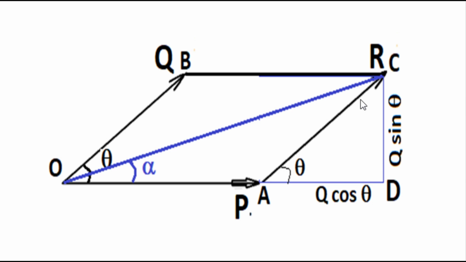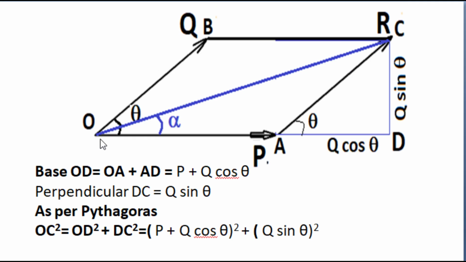In phase component AD equals Q cos theta and perpendicular component DC equals Q sin theta. In right angle triangle ODC, the base OD is OA plus AD, that is P plus Q cos theta, and perpendicular DC is Q sin theta. And as per Pythagoras, the diagonal OC square is base OD square plus perpendicular DC square, where base OD is P plus Q cos theta and perpendicular is Q sin theta. So resultant R square is equal to (P plus Q cos theta) whole square plus (Q sin theta) whole square.